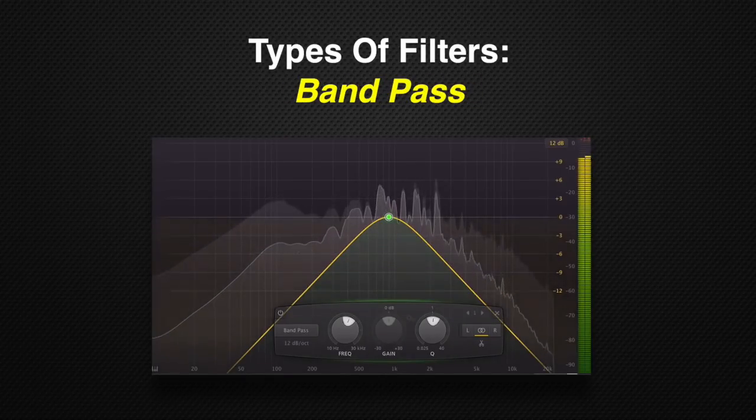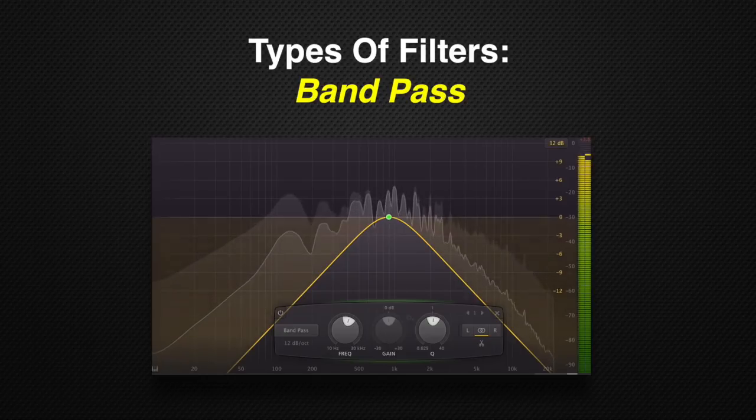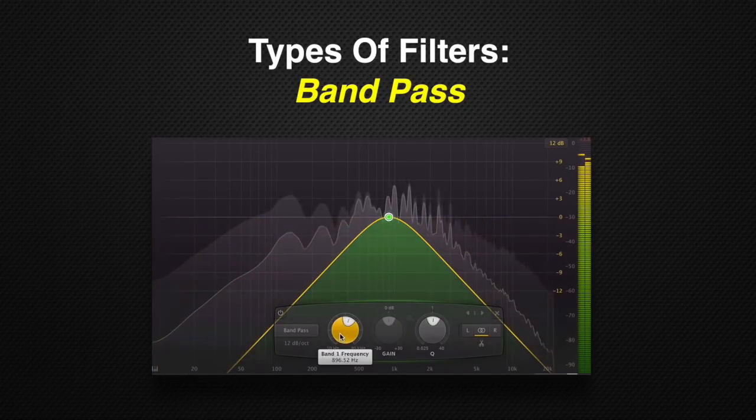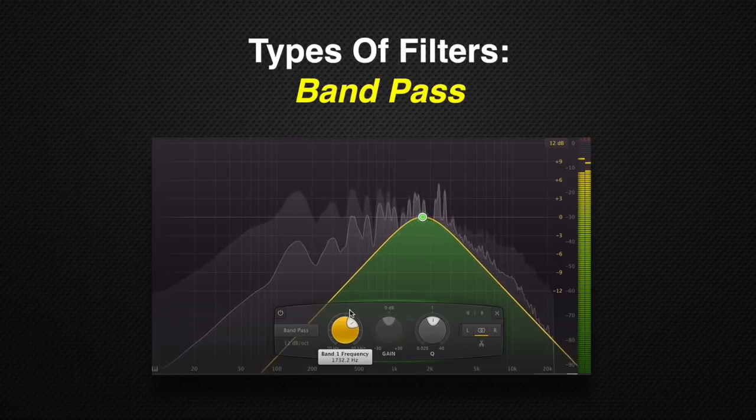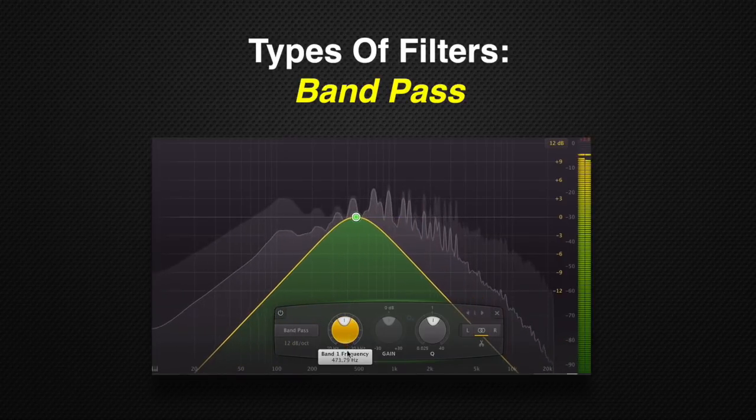Finally, the bandpass filter. A bandpass filter is a combination of high pass and low pass filters, allowing the band of frequencies between the low and high cutoff selections to pass.